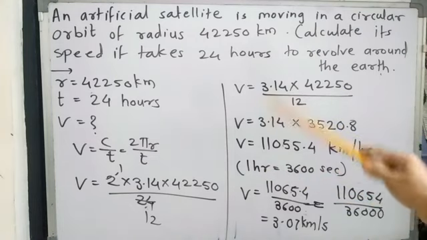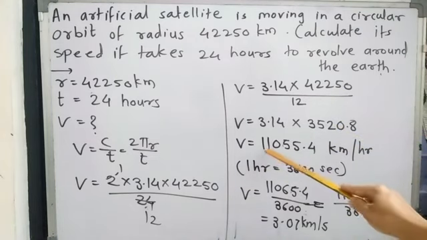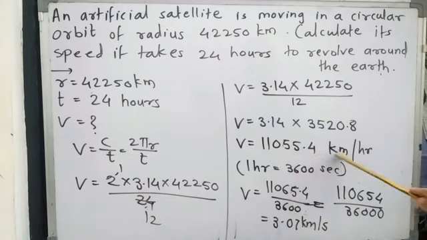So velocity of artificial satellite is 11,055.4 km per hour. Okay, so here we have calculated the velocity in kilometer per hour, but in question we are also asked to calculate the velocity in kilometer per second.